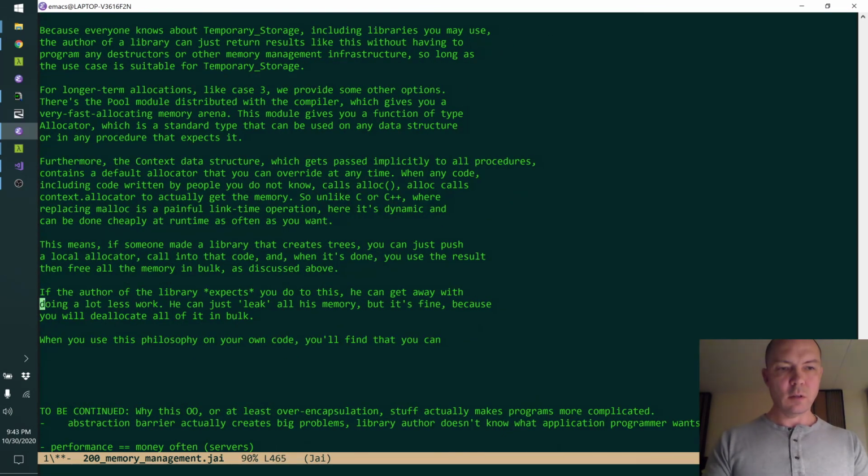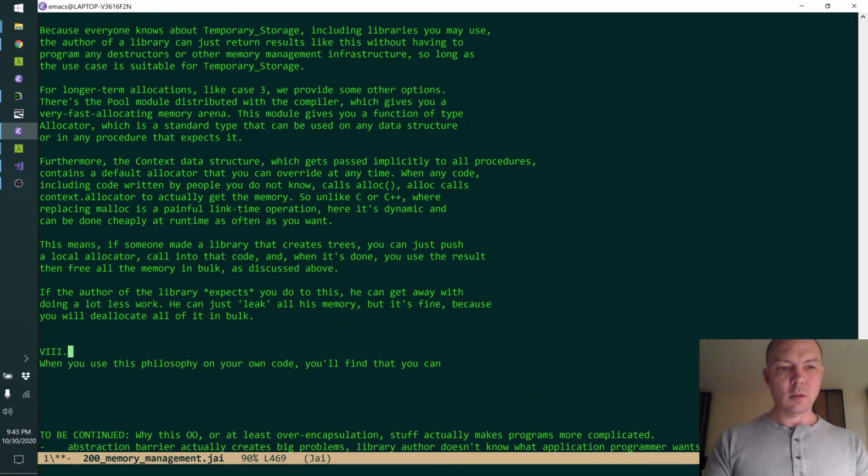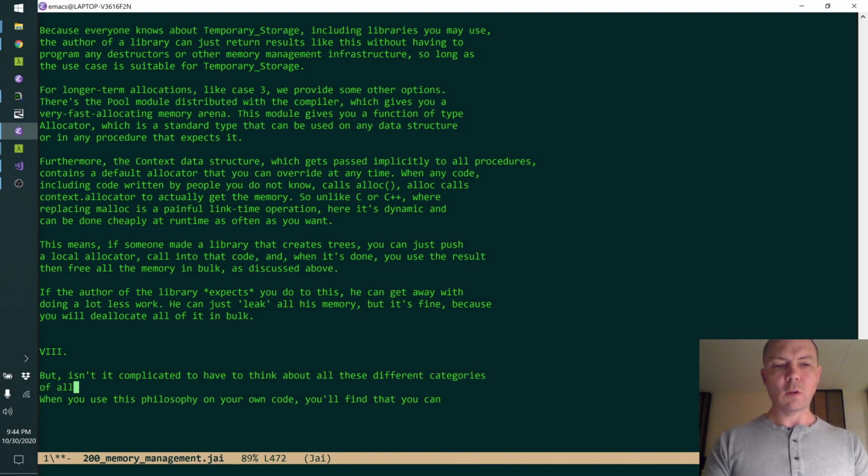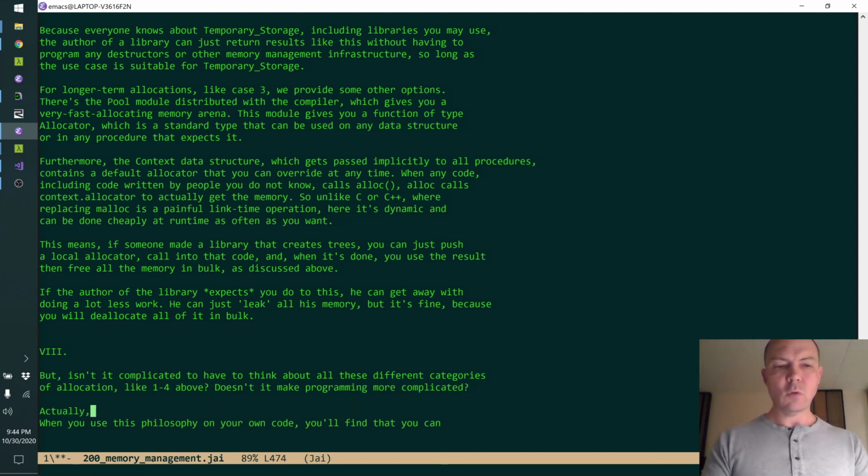Section 8. But isn't it complicated to have to think about all these different categories of allocation, like 1 to 4 above? Doesn't it make programming more complicated? Actually, no, for several reasons.